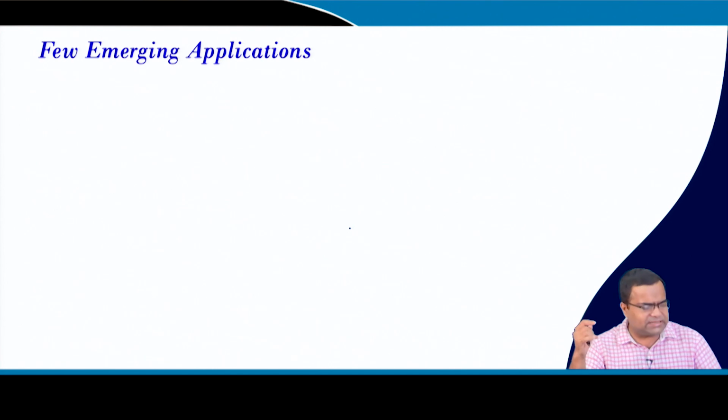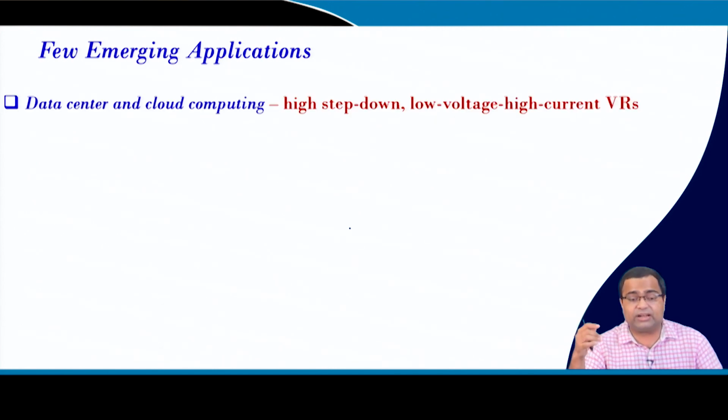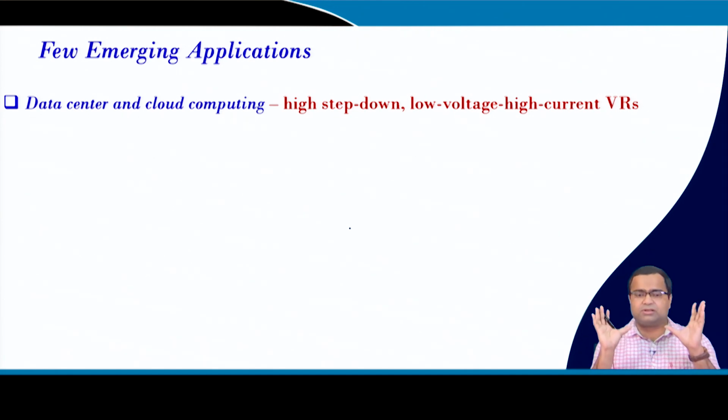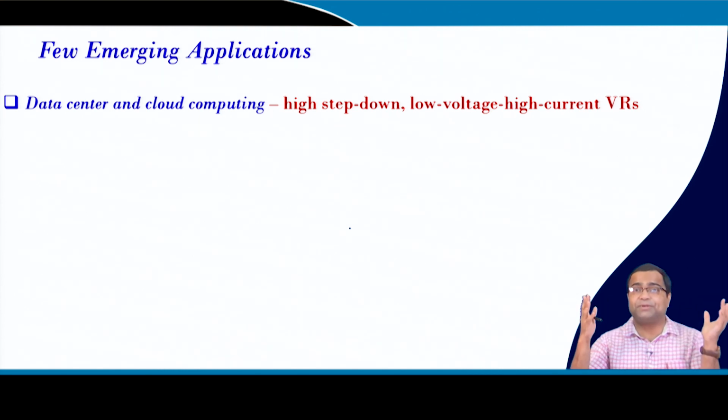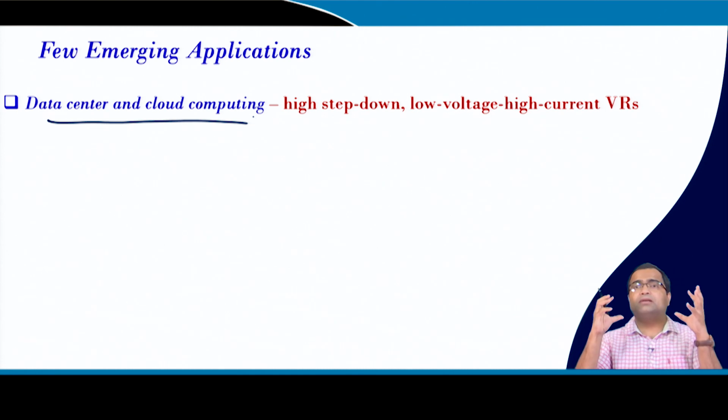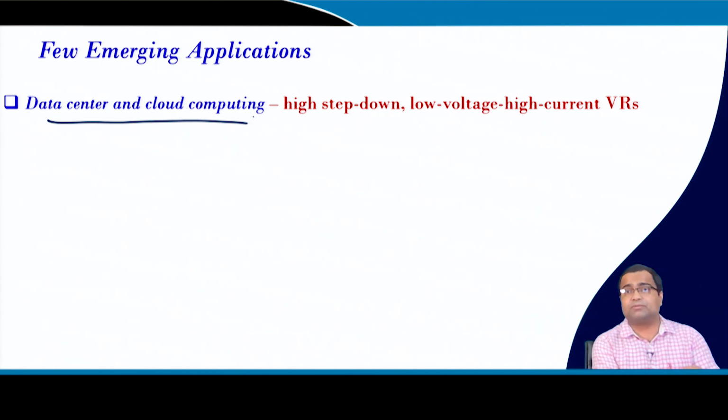So, some of the few emerging applications like data center and cloud computing are going to witness more and more growth, because now everything we are talking about is cloud, everything is on a cloud server. And the computation current requirement can go above 1000 ampere, and this will require multi-core processor and multi-core solution, and we have been working on that also. So, this is also one of the big upcoming areas, data center.